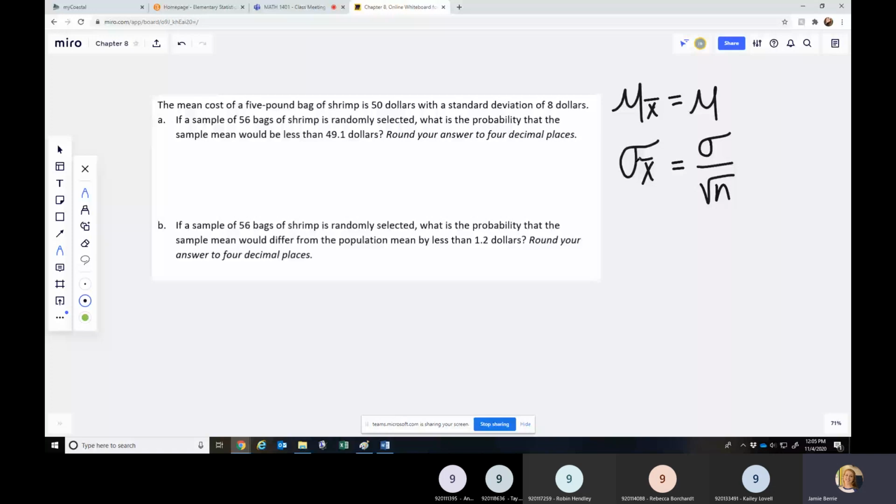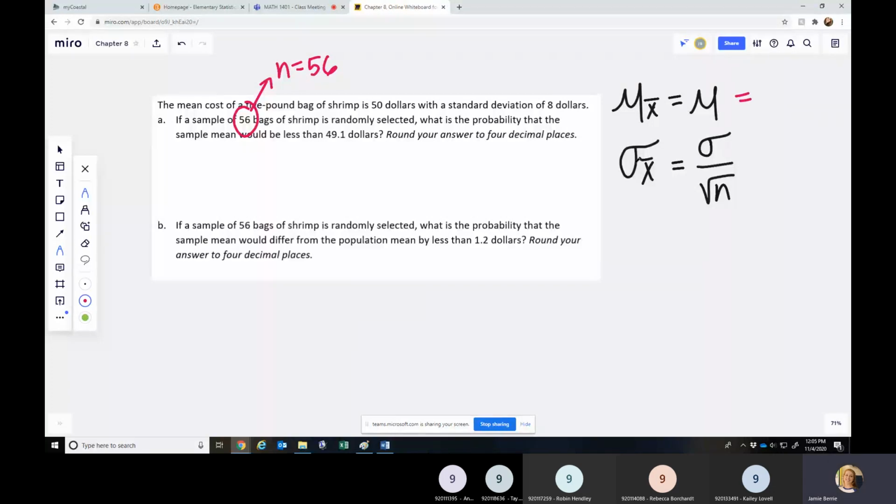It says, if a sample of 56 bags of shrimp is randomly selected, what is the probability that the sample mean would be less than $49.1? Round to 4 decimal places. All right, so let's go through and identify a couple of things here. 56, that is our sample size. Then we can use our formulas over here to find out the mean.